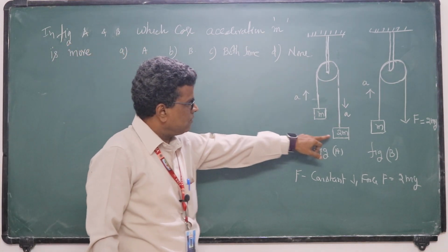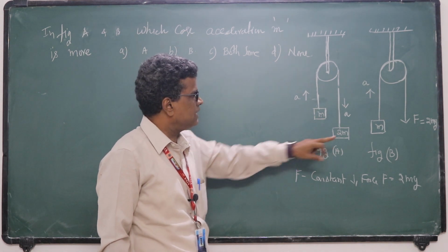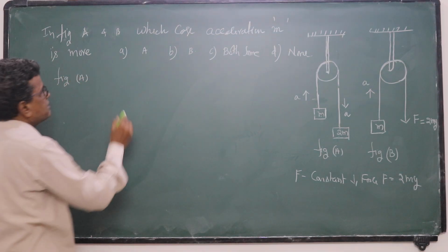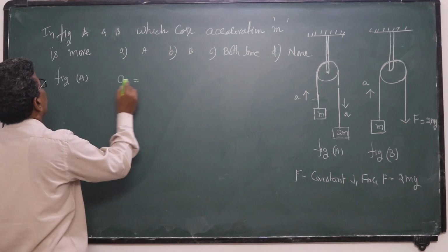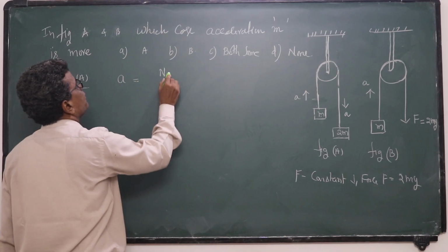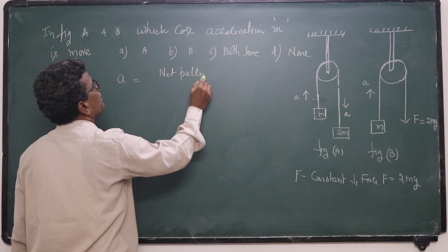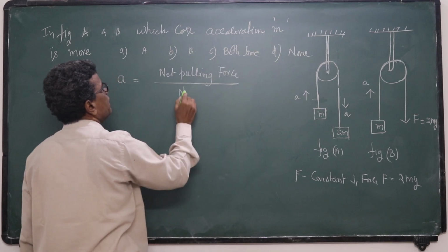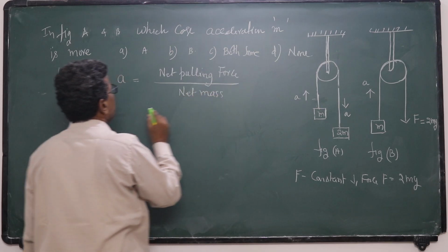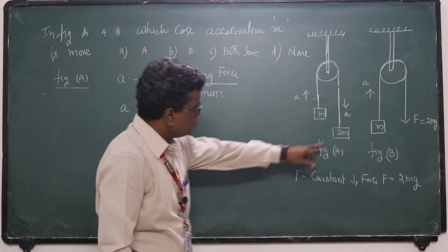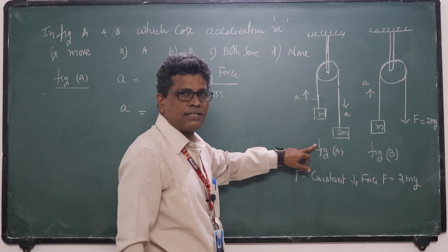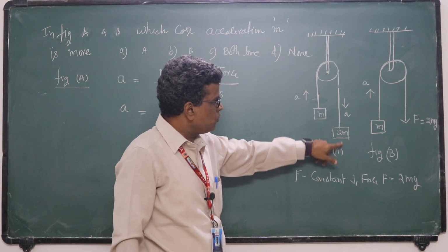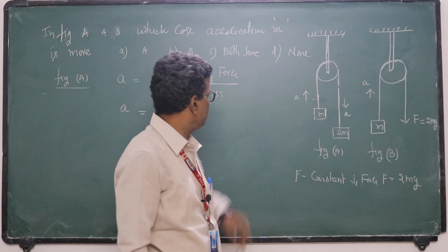So in this case, you first find the acceleration. So what is the case A? So I am going to find this case A, figure A. So what is the acceleration of the system? In figure A, acceleration is net pulling force by net mass. So use this formula, net pulling force by net mass, okay. So what is net pulling force? 2mg is acting down and this mg is acting down because of gravitational force. On the system, the net force is 2mg, it is opposed by mg, okay.